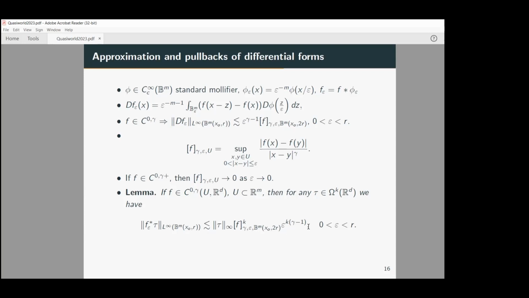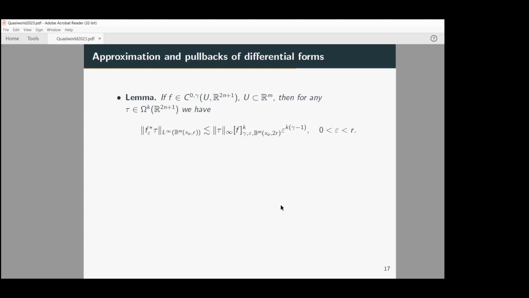Why? Because when you take the pullback of the k-form, this is a linear combination of k-fold products of derivatives. For each derivative, you get this estimate, so you take it to the power k. And you multiply by the supremum norm of the form, just the coefficient in the form. So that's a trivial estimate. Look, this estimate does not depend on the dimension d. Maybe the constant will depend, but the important part will not. So in particular, I have the same estimate when you have a mapping into R^{2n+1}. So I copy and paste the statement.